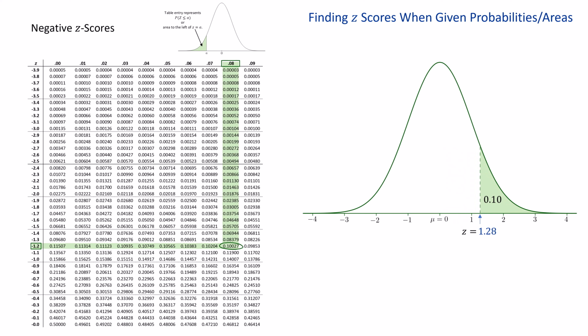By the way, I just want to quickly point out that if you see a problem where you're given the area to the right of an unknown z-score, all you have to do is subtract that area from 1, and then we look up the probability on the table to find the z-score. In this case, after subtracting 0.10 from 1, we get 0.90. And we already know from our previous work that the z-score that corresponds to this probability is 1.28.